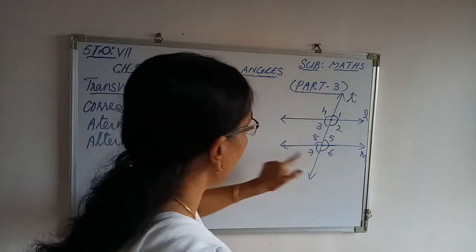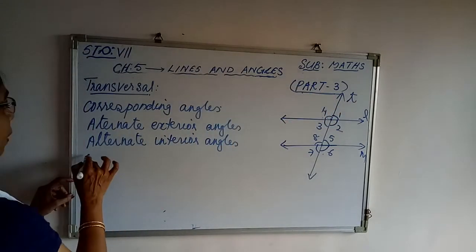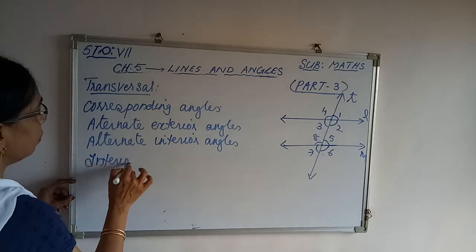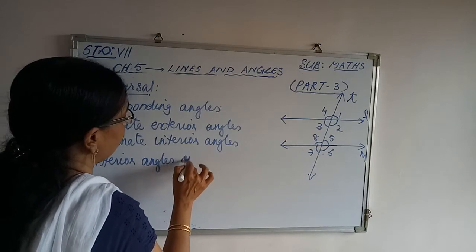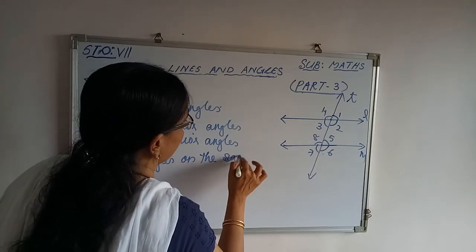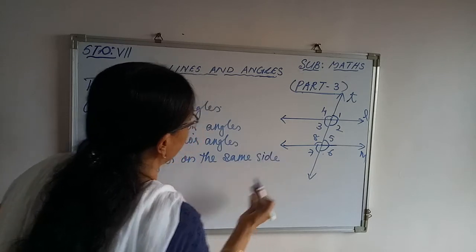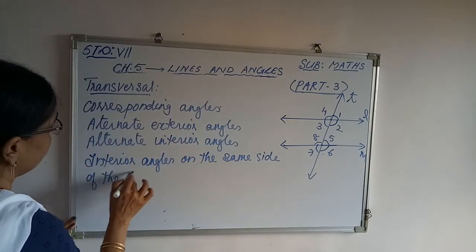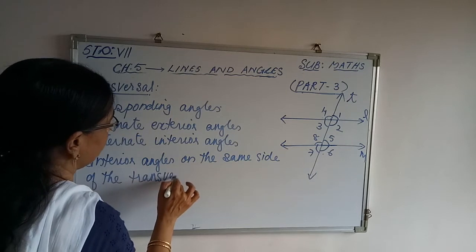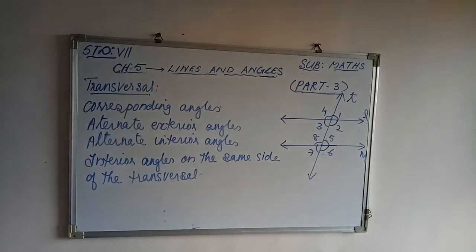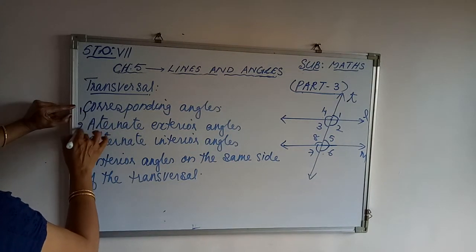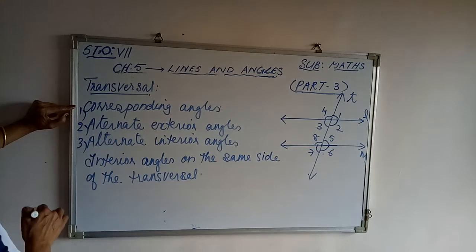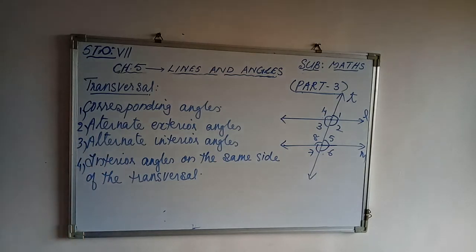So exterior angles only, then alternate interior angles, then interior angles. This is what we are going to consider: interior angles on the same side of the transversal. The angles we are going to consider are the corresponding angles, then alternate exterior angles, alternate interior angles, then interior angles on the same side of the transversal.